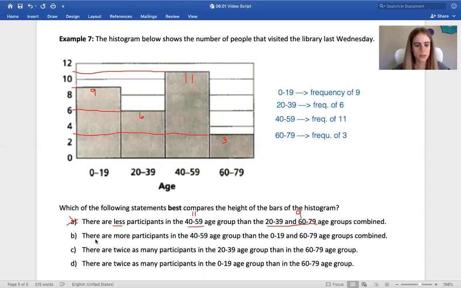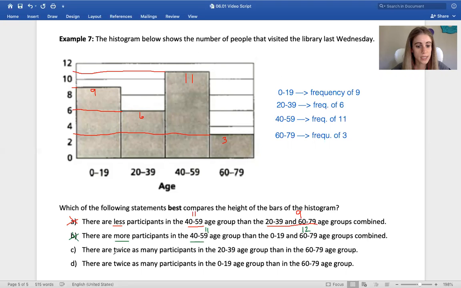All right, option B, there are more participants in this category. So there are still 11 people in the 40 to 59 age group, compared to the 0 to 19 and 60 to 79 age groups. Okay, so 0 to 19 has 9 people. 60 to 79 has 3. 9 plus 3 is 12. So are there more participants in that age group? Nope, this time there's less, so that can't be it.